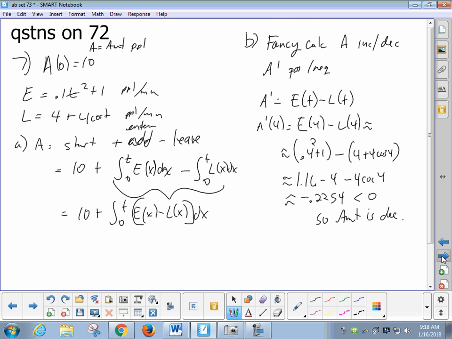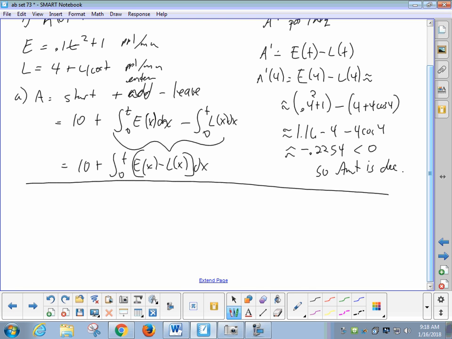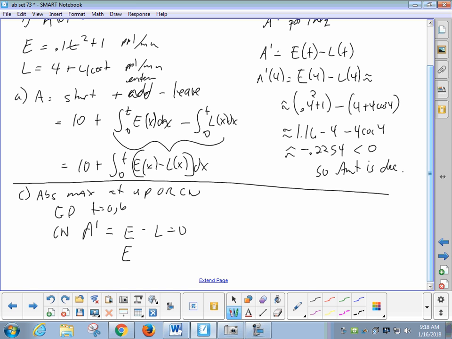All right. Lastly, the max number of people in the store. The absolute max, is that an endpoint or a critical number? The endpoints are most definitely times 0 and 6. The critical numbers are where the rate of change in the amount, which is E minus L, equals 0, which would also imply, where does E equal L? Where do the rates negate each other or come out the same? That is at time equals, anybody have those intersection points? Guess not.